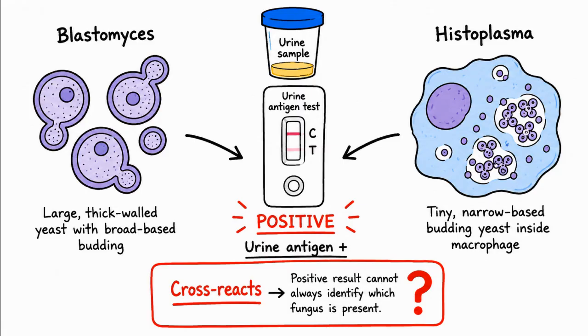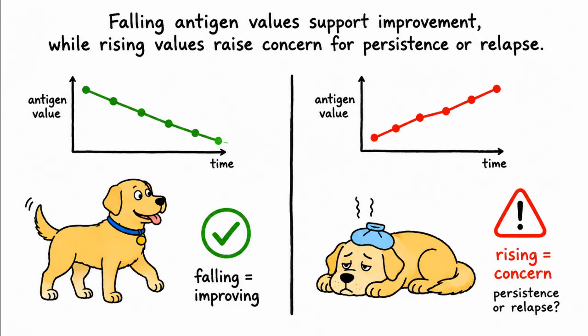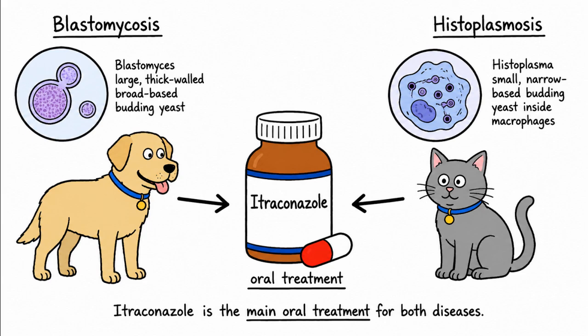Urine antigen testing is sensitive for both diseases, but Blastomyces and Histoplasma antigens cross-react strongly, so a positive result cannot always identify which fungus is present. Results must be interpreted with geography, clinical signs, imaging, and organism appearance. Falling antigen values support improvement, while rising values raise concern for persistence or relapse. Itraconazole is the main oral treatment for both diseases.